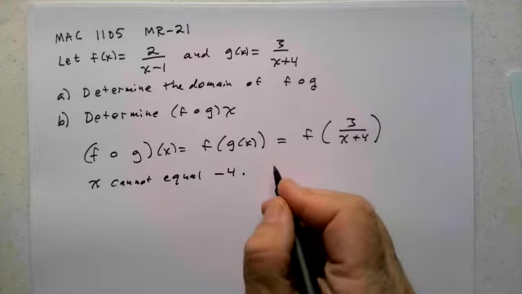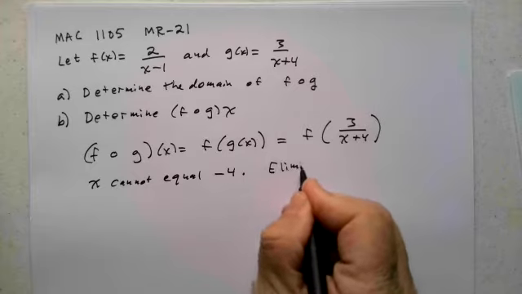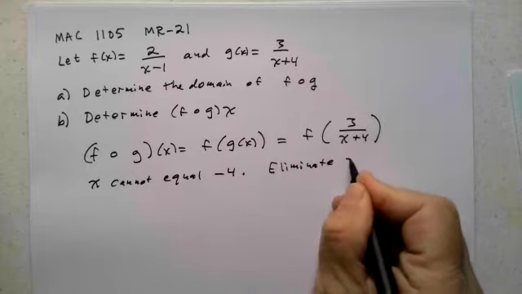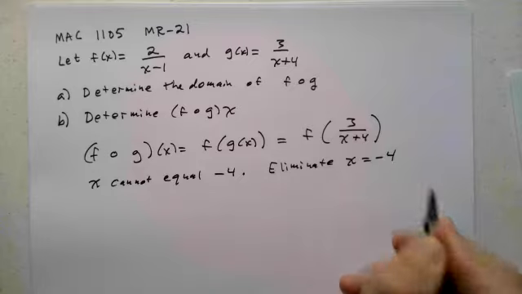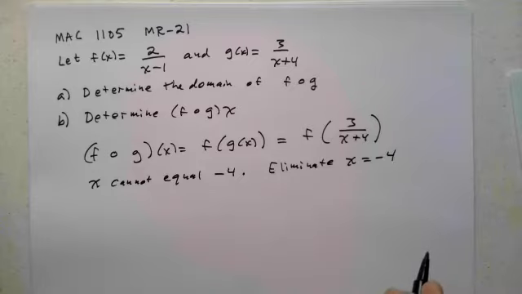So what are we going to do? We're going to eliminate x equals negative 4. Negative 4 is not in the domain. Okay, then what are we going to do? We want to do f of g of x.